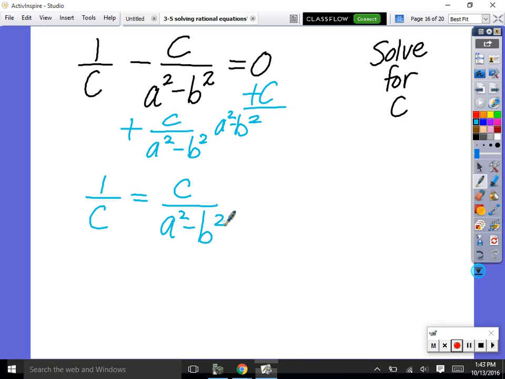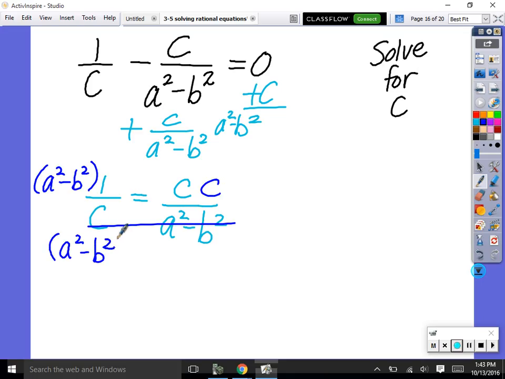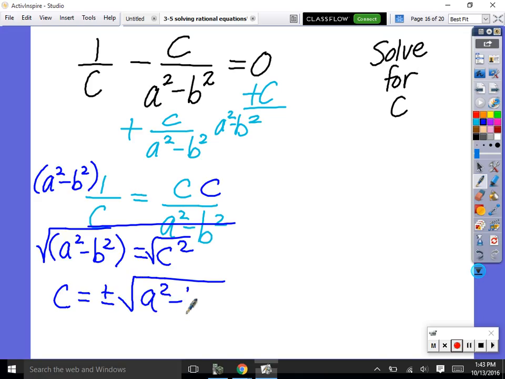Now to get C alone, what would you do? Cross multiplication? Yeah, I like that. So let's multiply by A squared minus B squared and C, correct? So we have A squared minus B squared is equal to C squared. Last step. Square root both sides. So we have C is equal to, we can't forget when we're solving, we have a plus and minus, the square root of A squared minus B squared.